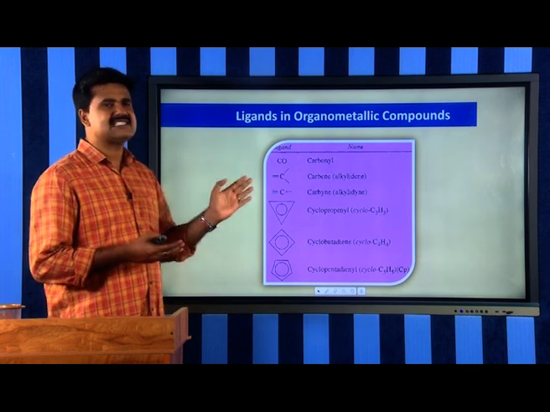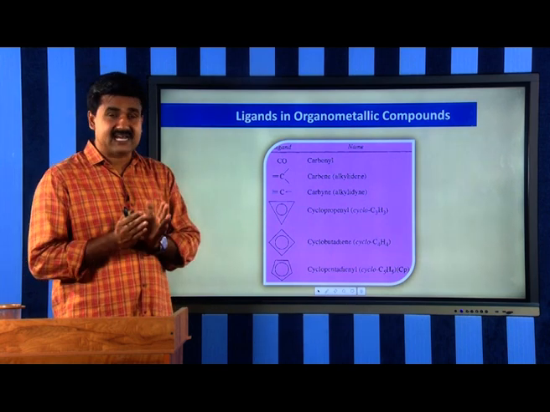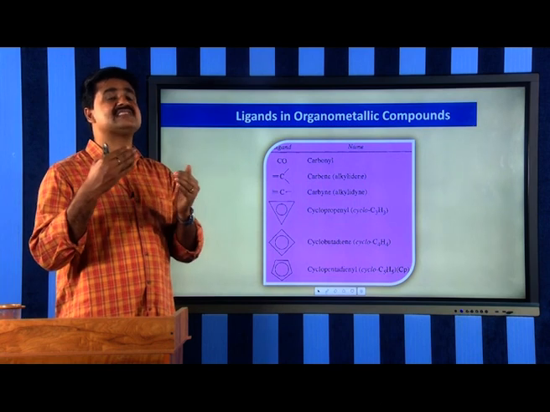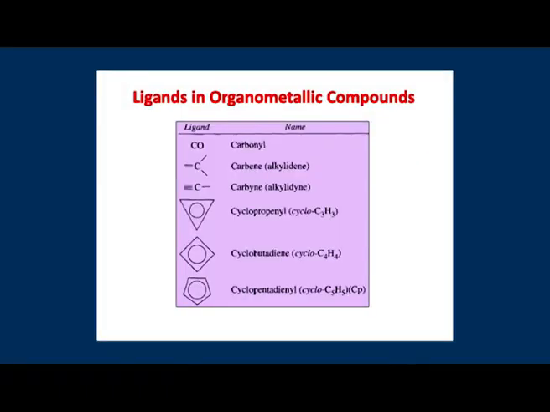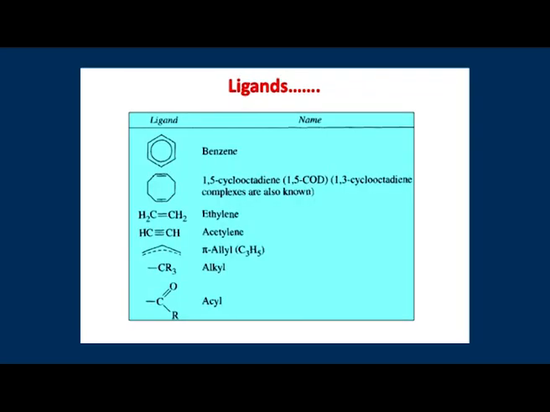And in this case, we are focusing on various kinds of ligands from which a carbon atom is bonded to the metal. Here, these are some common ligands: carbonyl group, carbene or alkylidene, carbyne or alkylidyne, cyclopropenyl group, cyclobutadiene, cyclopentadiene or Cp group. There are so many organic ligands that are capable of forming organometallic compounds with a variety of metals. And ligands will continue in this chart also.